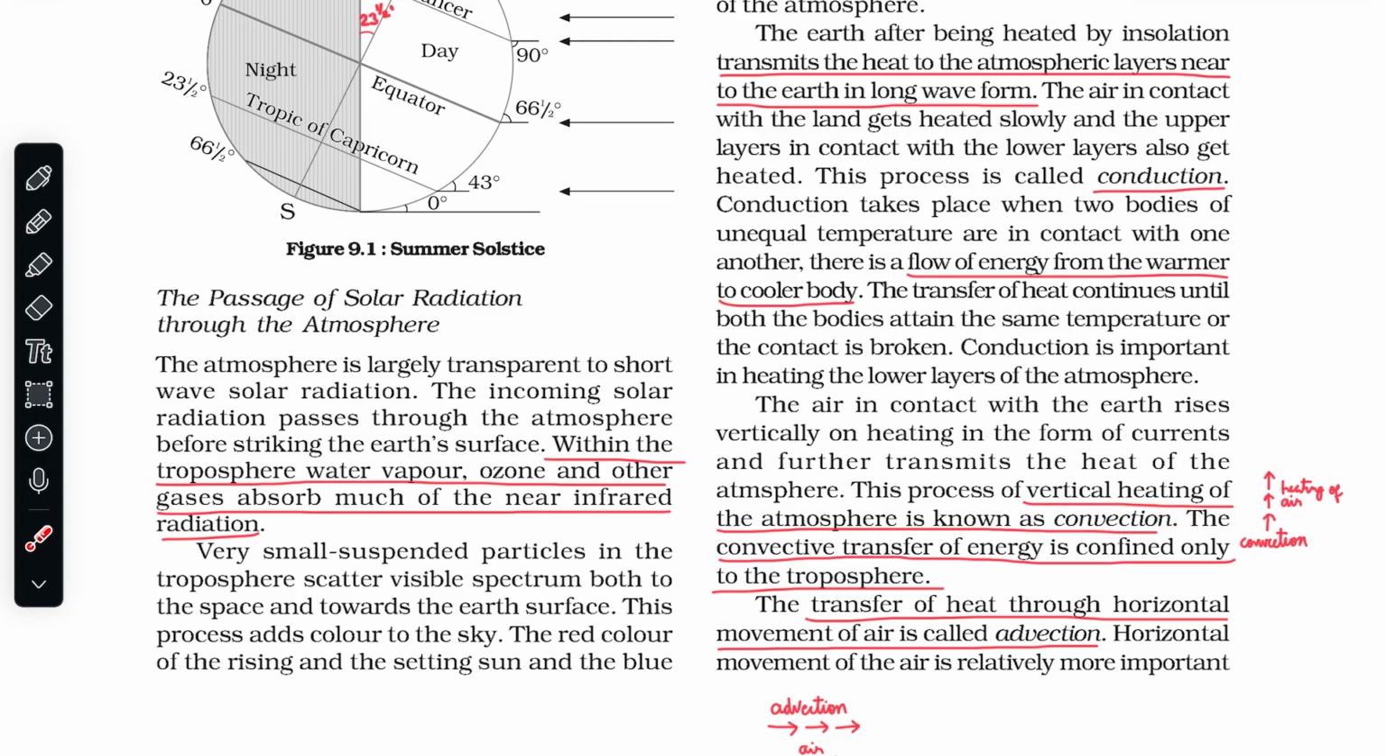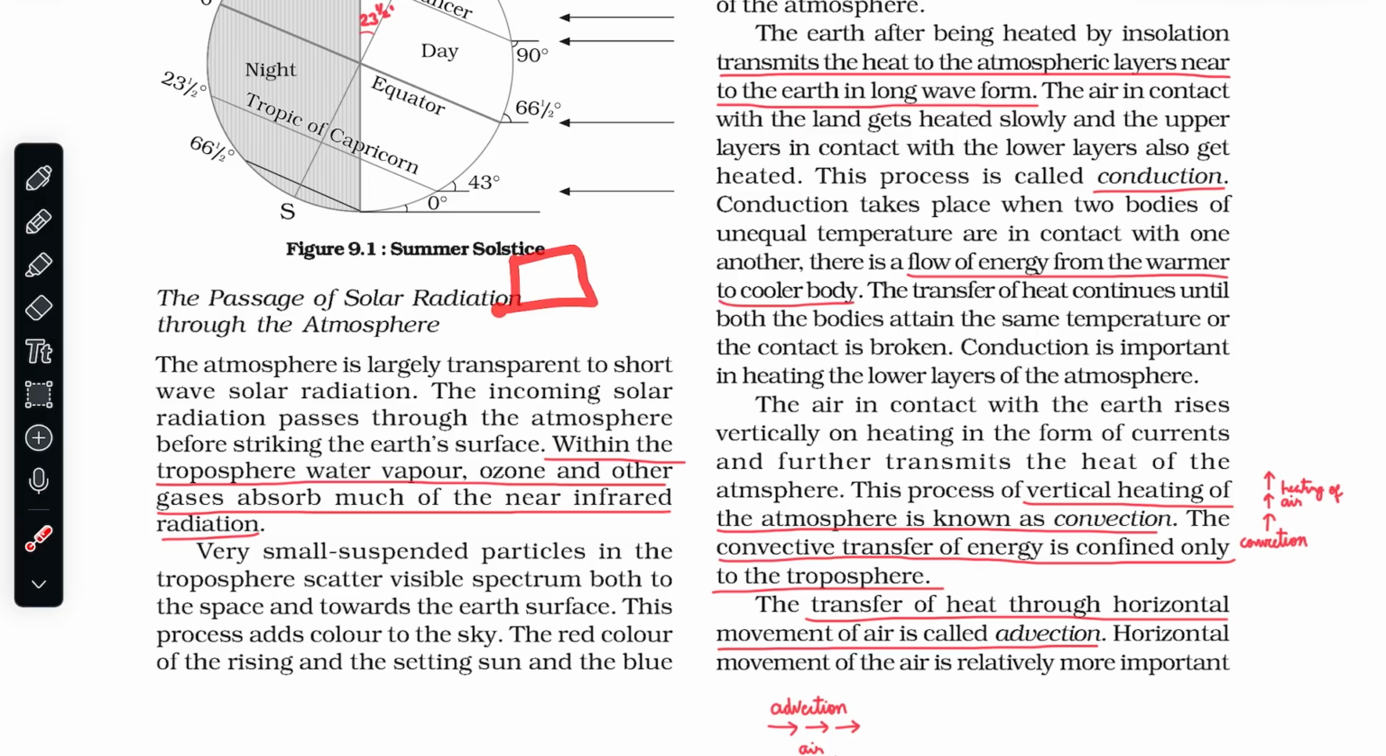So we have read about two processes. One is conduction, the other is convection. When there is vertical heating, the air rises up after getting heated. This process is known as convection. The convective transfer of energy is confined only to the troposphere. The transfer of heat through horizontal movements of air is called advection. So we have read about conduction, convection, and advection.